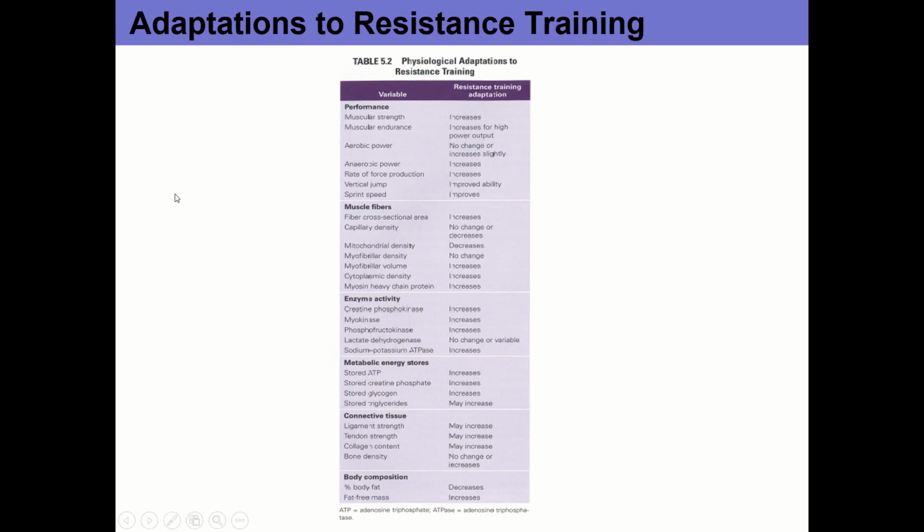And I put this one on there because I think it's a handy little chart. It's table 5.2. Here are all of the adaptations you see in response to resistance training: increased muscular strength, increased muscular endurance, and so on down. So it's a handy little chart.